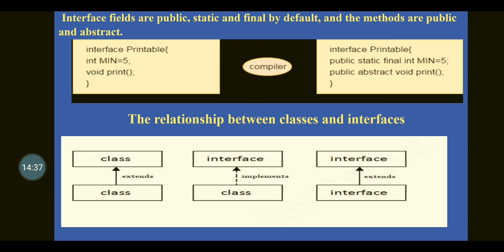So when we define the relationship between classes and interfaces: when we want to inherit a new class from an existing class, we have to use the extends keyword. Similarly, when you want to relate an interface and a class, you have to use the keyword implements. And if you want to derive an interface from an existing interface, then you can use the keyword extends. Have a look at this for a few seconds to understand clearly.